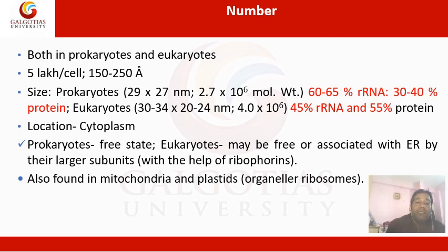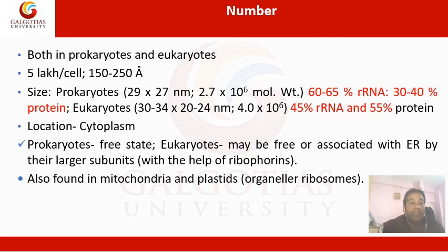In contrast, if we see the eukaryotic cell, their ribosomes are slightly larger, with a diameter of around 34 nanometers, and the molecular weight is also higher as compared to the prokaryotic ribosome. It is around 4 × 10^6. Unlike the prokaryotic ribosome, here the major fraction is formed by protein, which is around 55%, whereas the RNA here is around 45%.